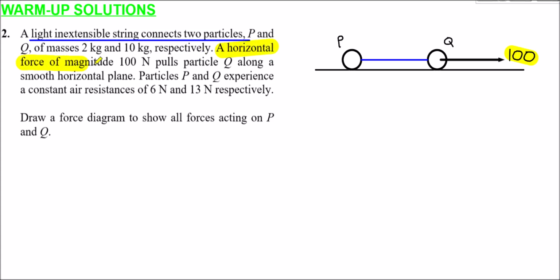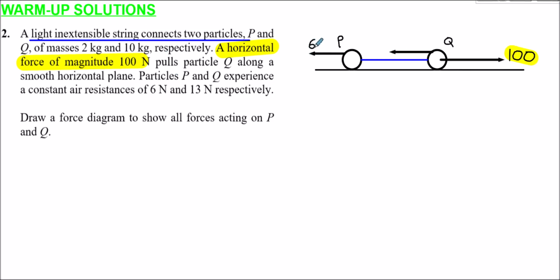That's just putting into practice what we've got. So particle Q's been pulled along like so. P and Q experience a constant air resistance of 6 and 13 respectively. So P is 6, Q is 13. Now this is an air resistance, so it's working against the motion. The motion is going this way, to the right, and so these resistances will be working in the opposite direction. So these resistances will be going this way for P, and similarly this way for Q.